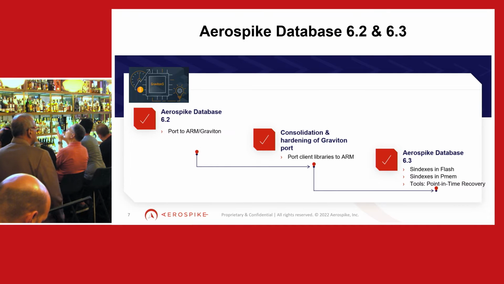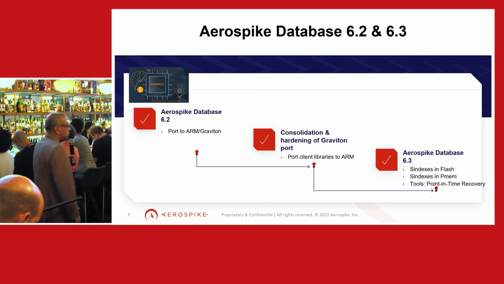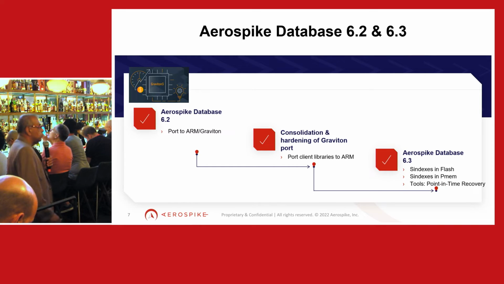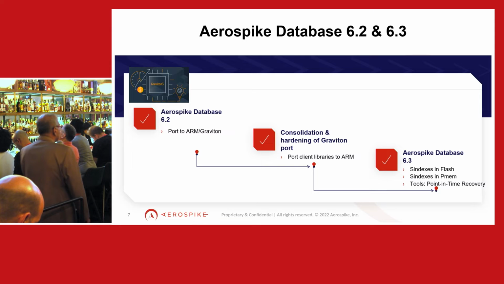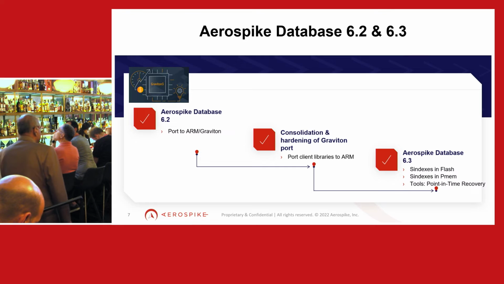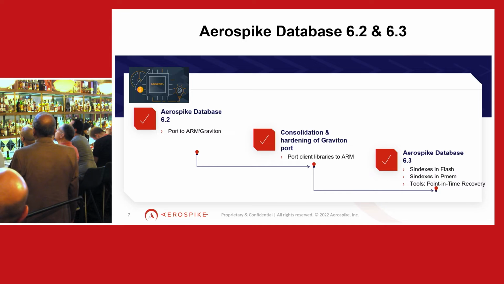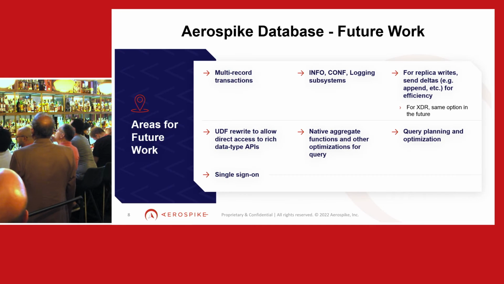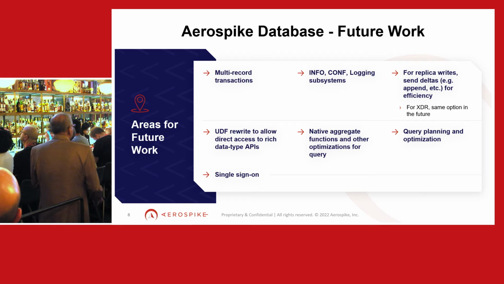In terms of follow-on releases, we are working on a port to Graviton. This will appear on AWS, of course, but it's an ARM port, and there's a whole bunch of supporting work we have to do in addition to actually porting the server code, which we are working on. Additionally, as we go forward, we will be adding support for secondary indexes on Flash, as well as persistent memory. We're also working on, I'll talk a little bit more about that in a second, point in time recovery.